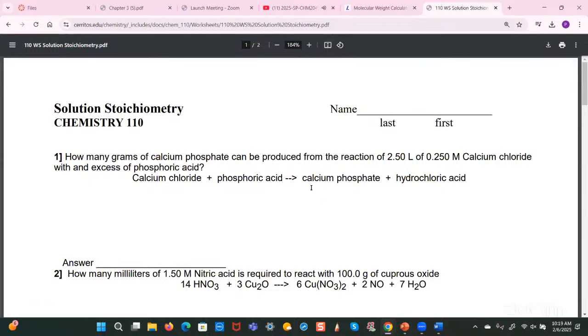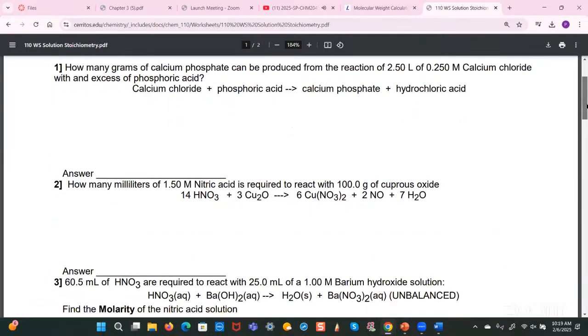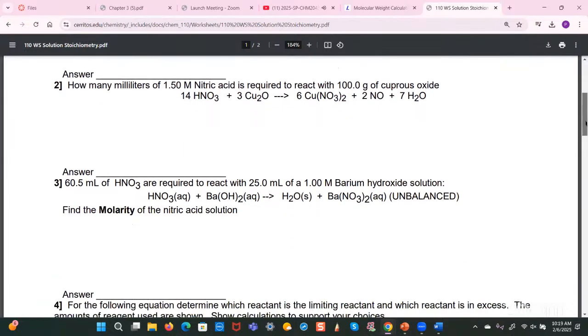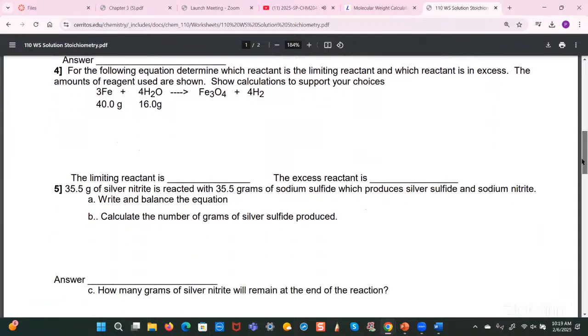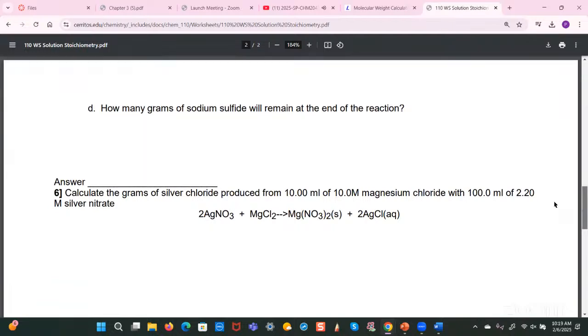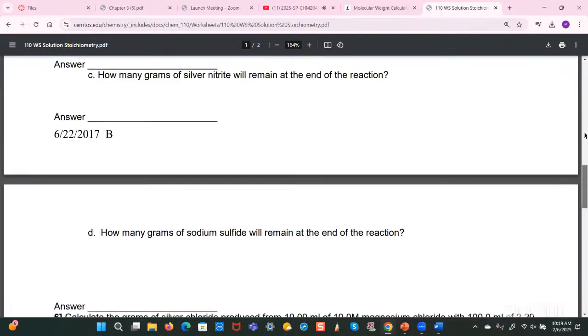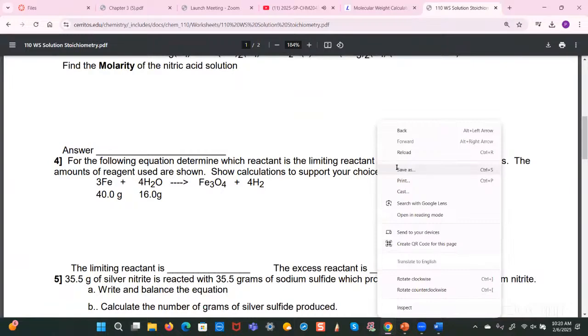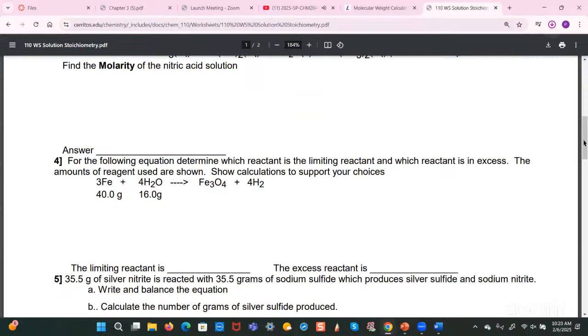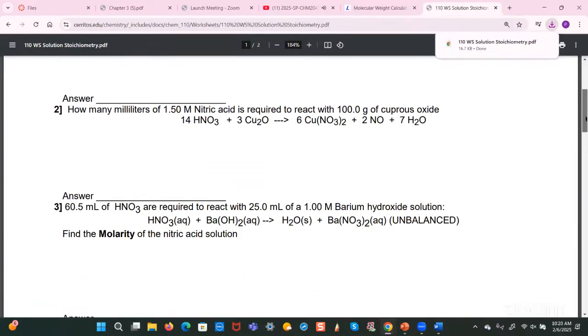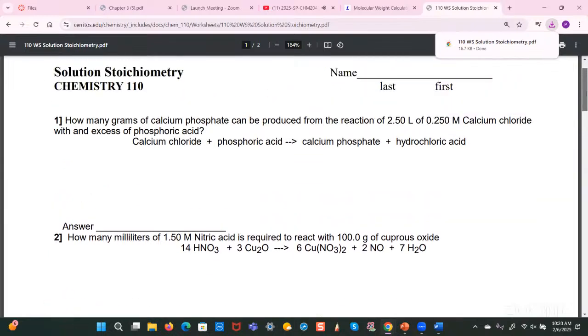So this one is a typical solution stoichiometry problem, the first one. Let me just check what the others are here. So that's number one, number two. Okay, these are pretty good questions, right? In fact, what I'm going to do, I'm going to save this, and I'll probably post it later in Canvas so that you guys can have a look at it. I'll probably tackle the first, all right, I'll go for the first four.